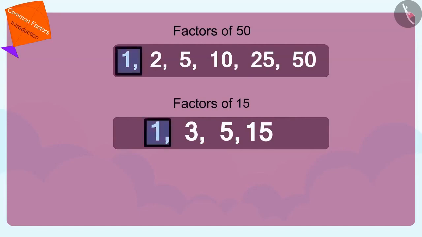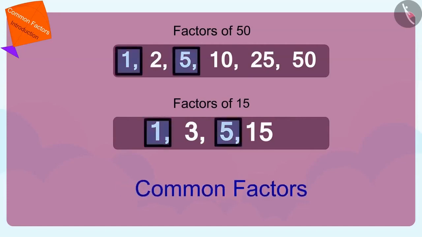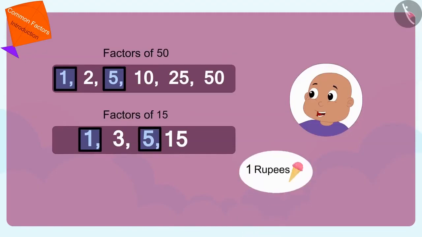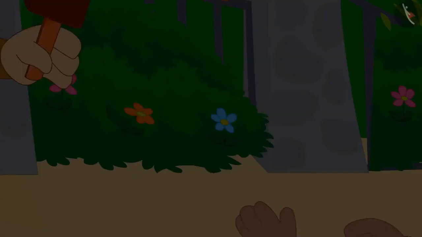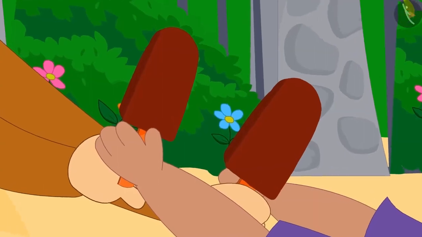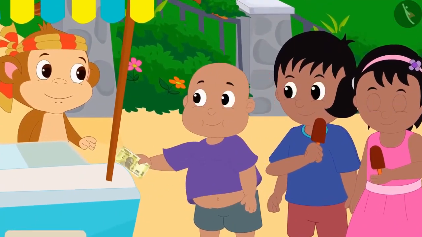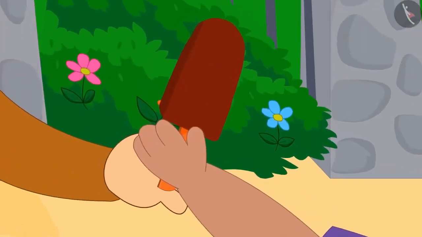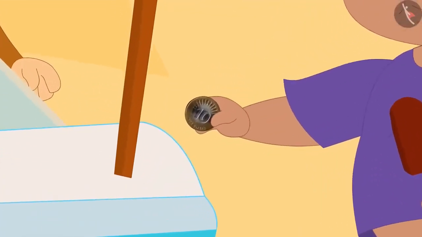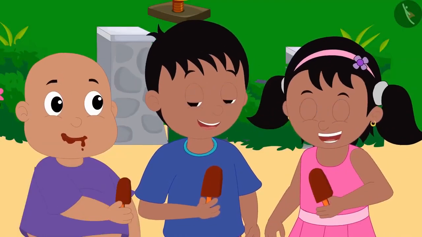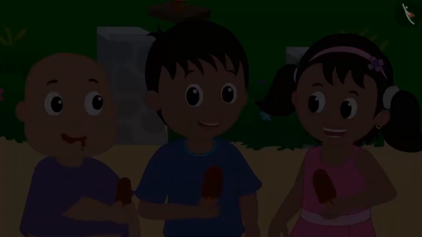1 and 5 are the common factors of 50 and 15. So Bablu would have been able to buy ice creams for 1 or 5 rupees. Bablu bought 2 10-rupee Chocobar ice creams from his 20-rupee note and a 10-rupee Chocobar ice cream from his 10-rupee coin. And together with Pinky and Raju, they ate ice cream with great pleasure.